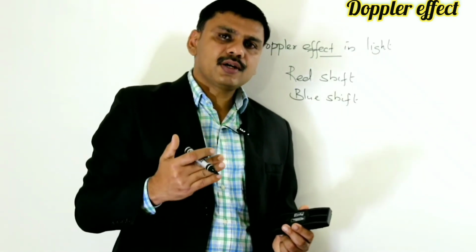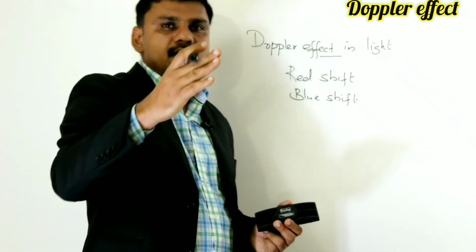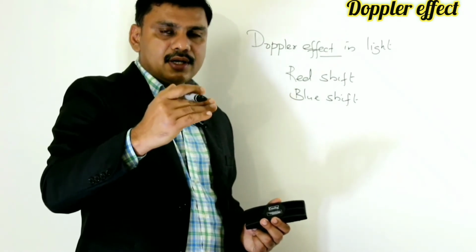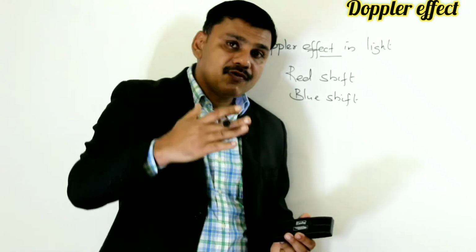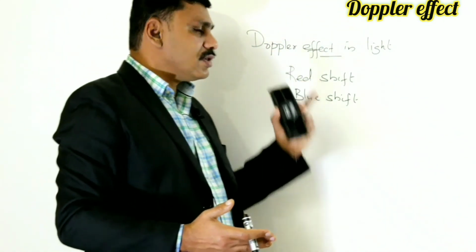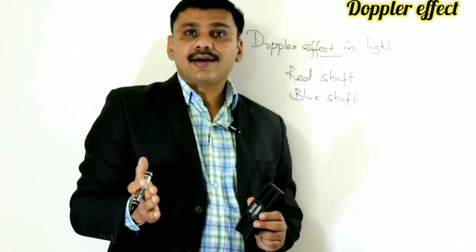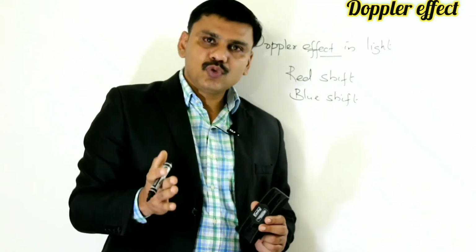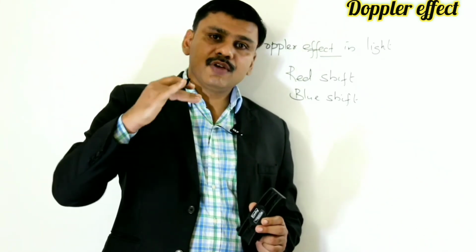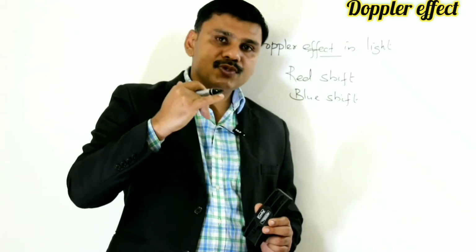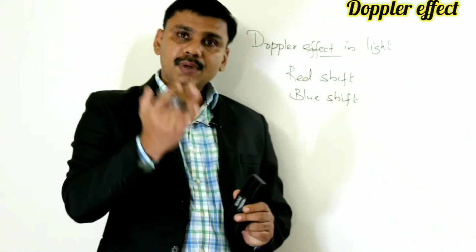So redshift means what? Redshift means the object is moving away from the observer. So redshift simply means what? It is the shift towards the red color, or higher wavelength, when the object moves away from the observer. So that is redshift. What do you mean by blue shift?